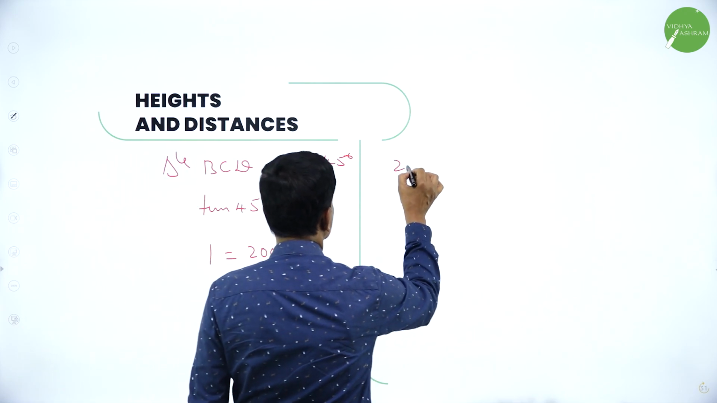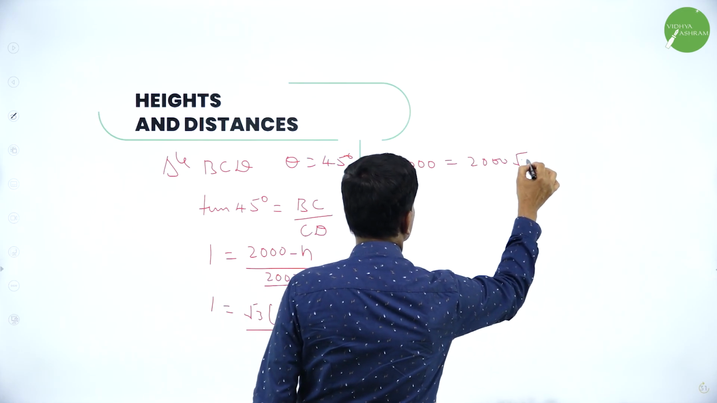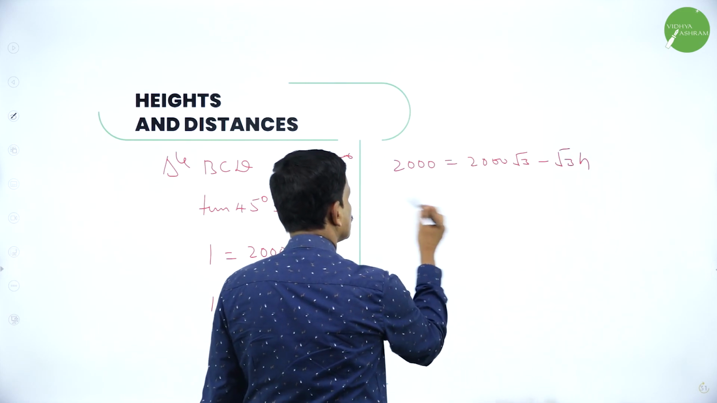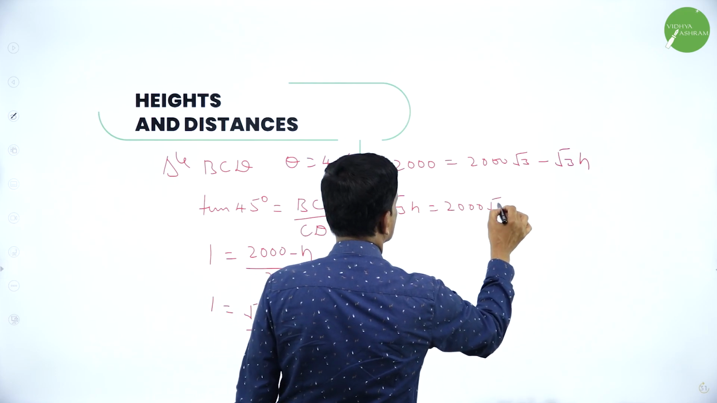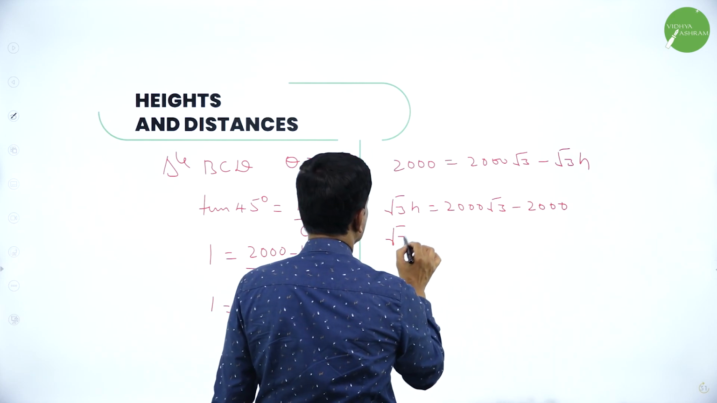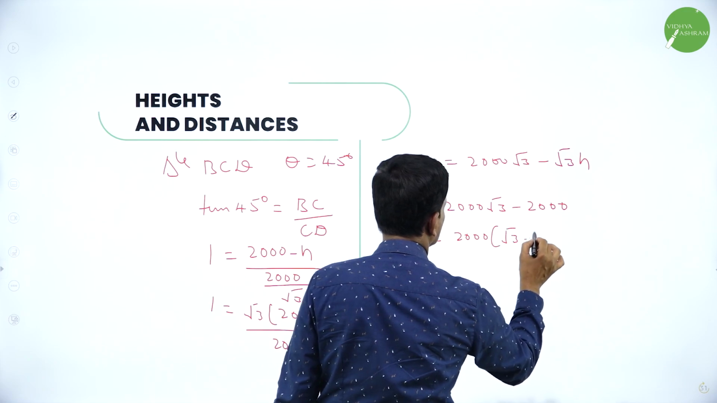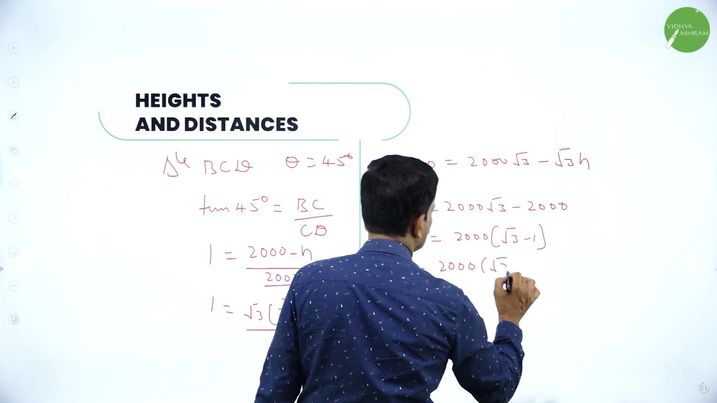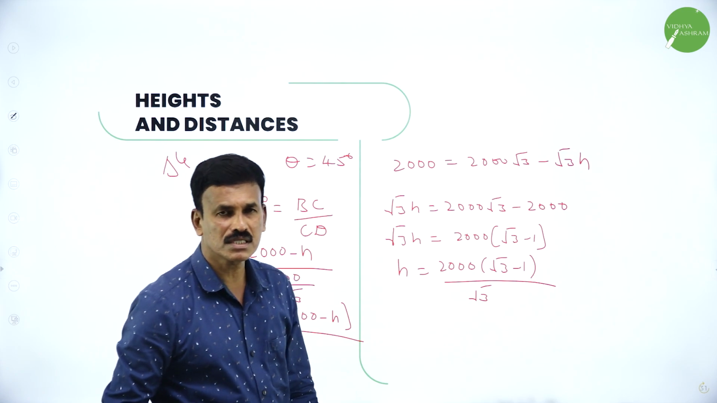So, 2000 into 1 is 2000, which is equal to 2000 root 3 minus root 3 times H. Simplify this. Transfer the root 3 H: root 3 H is equal to 2000 root 3 minus 2000. So root 3 H is equal to, you can take 2000 common factor, root 3 minus 1. H is equal to 2000 into root 3 minus 1 divided by root 3. Simplify this, that's it.